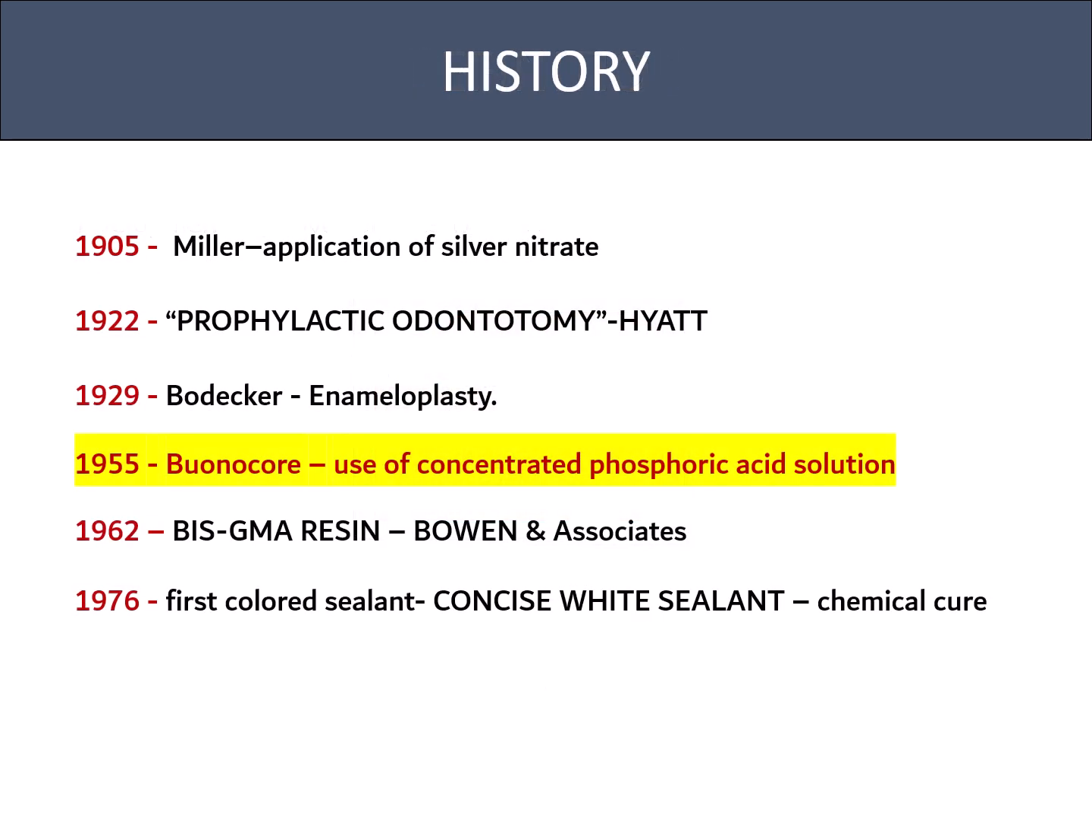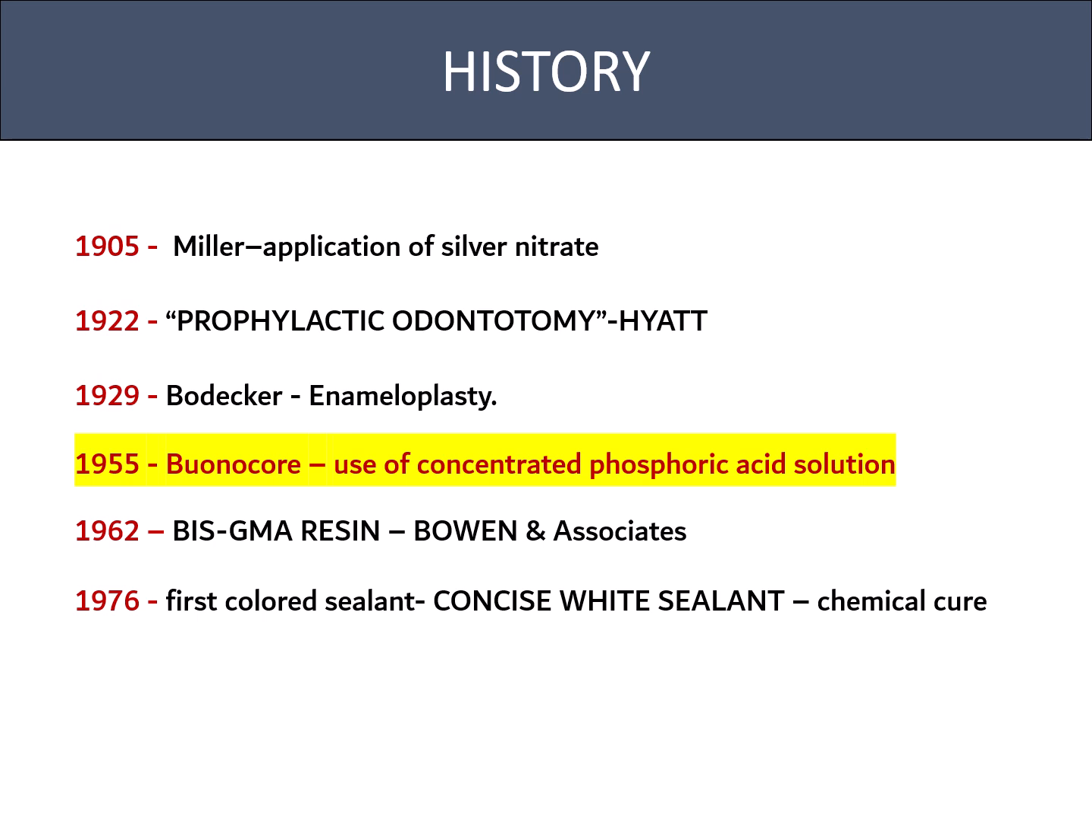So first, to begin with the history, pit and fissure sealant application was attempted early in the 20th century. In 1905, the application of silver nitrate by Miller. In 1923, Hyatt published the term prophylactic odontomy, where he advocated the filling of fissures of teeth with silver or copper oxyphosphate cement as soon as the tooth erupts.